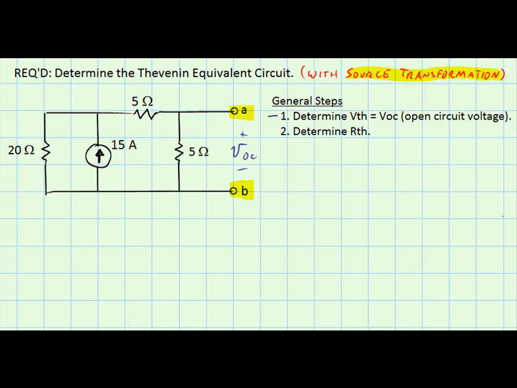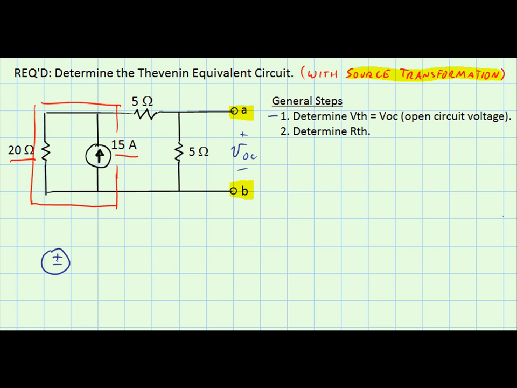Now when we look at our circuit, there's a 15 amp current source in parallel with a 20 ohm resistor. And when we have a current source in parallel with a resistor, we can transform that current source and parallel resistor into a voltage source in series with that same resistor. So I'm going to draw that down below.